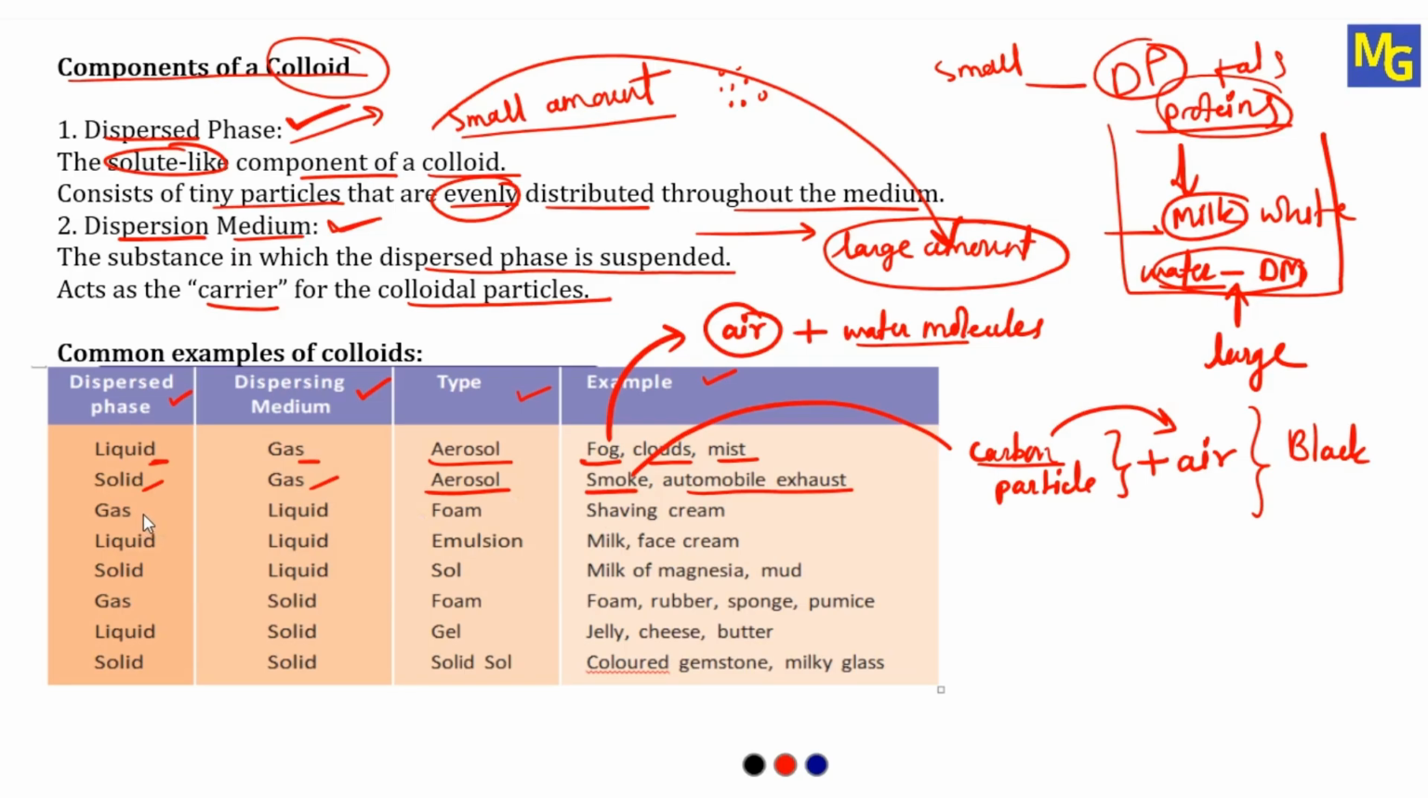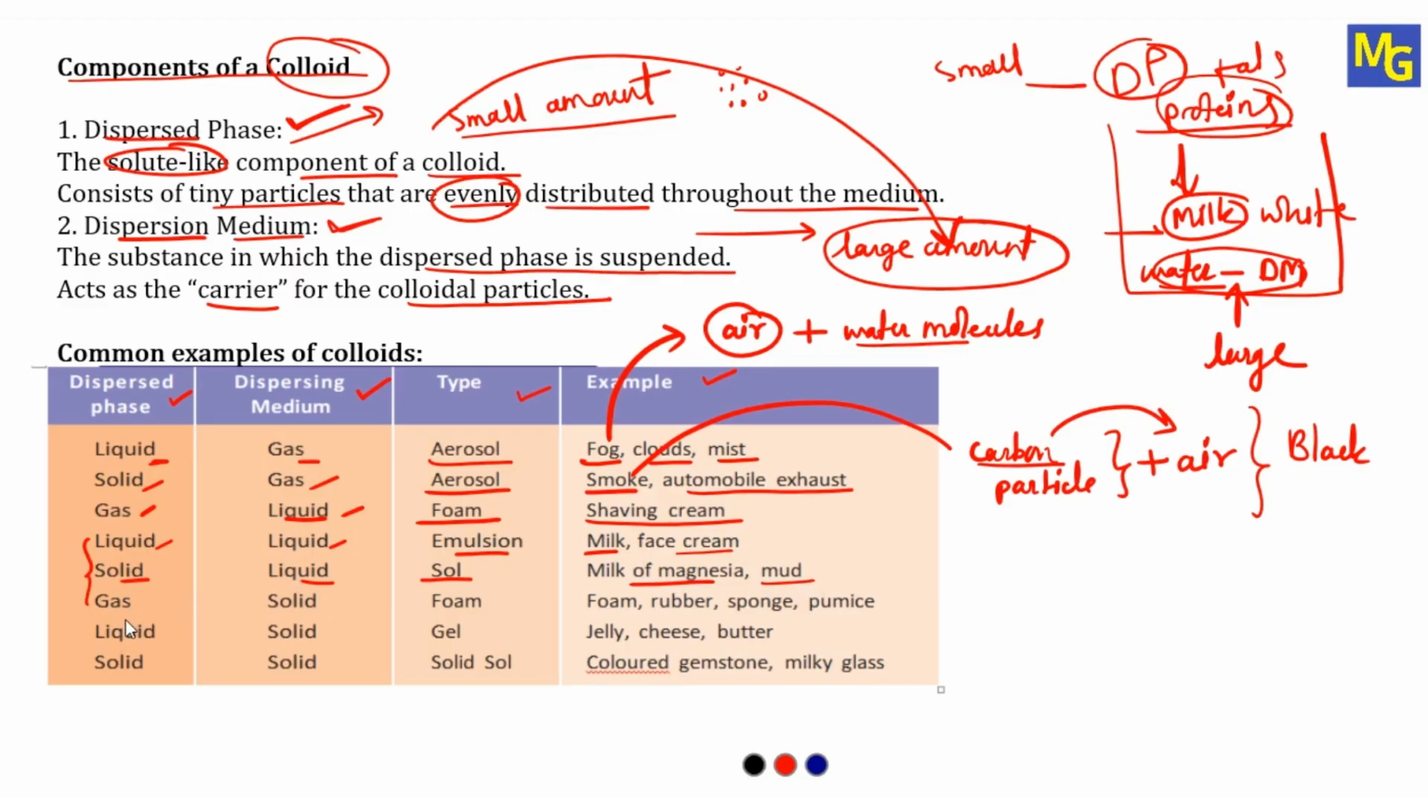When the dispersed phase is gas and the dispersion medium is liquid, then it is called foam. Such types of colloids are called foam. Example is shaving cream. In shaving cream, liquid is more but gas is less. In the same way, now again we are going to change the dispersed phase and dispersion medium. When the dispersed phase is liquid and the medium is also liquid, meaning liquid mixed in liquid, it is called emulsion. Examples: milk, face cream. If the phase is solid and the medium is liquid, then it is called sol, S-O-L, for example milk of magnesia or mud.